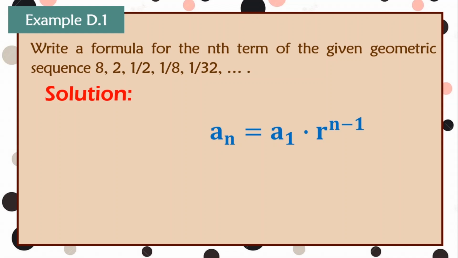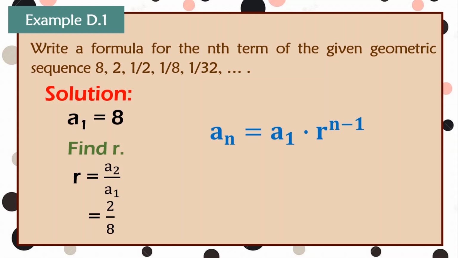So, let's start with the first term. From the given geometric sequence, our first term is 8. Now, let's find the common ratio. To find the common ratio, simply get the ratio of the consecutive terms. Let's start with the first and second term. The common ratio is the second term over the first term. Simply substitute: our second term is 2 and the first term is 8.